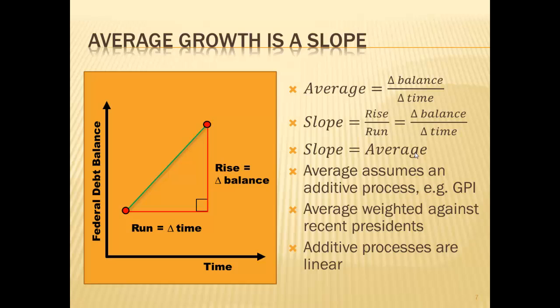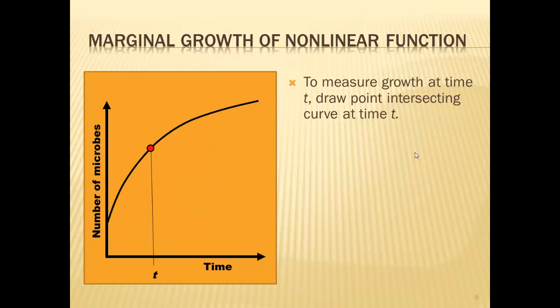Additive processes tend to be linear, and the growth of bond portfolios can be linear, or cannot be linear. I mean, it depends. Now, what do I mean by nonlinear? Well, here's an example of nonlinear growth. Basically, the growth of a number of microbes in a petri dish is represented by this curved line. And if we want to measure the growth rate at some time t, we extend a line from the x-axis up to the curve, and we put a point there.